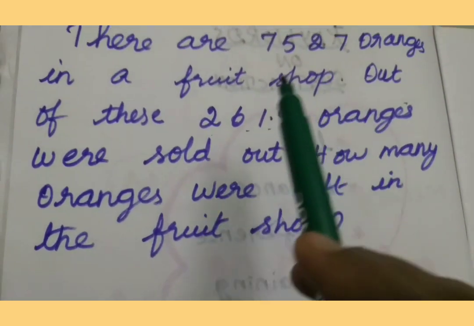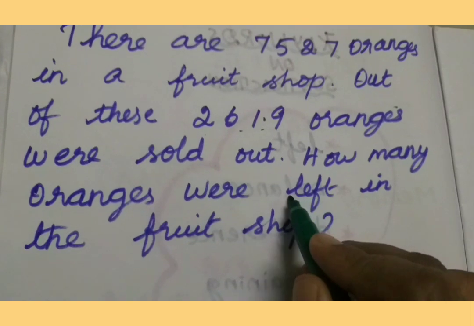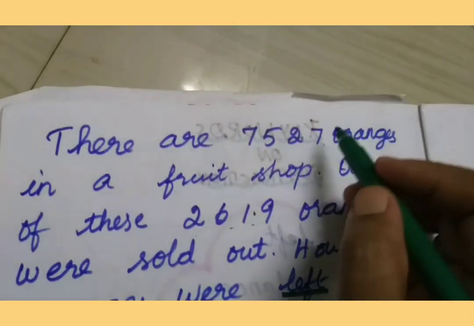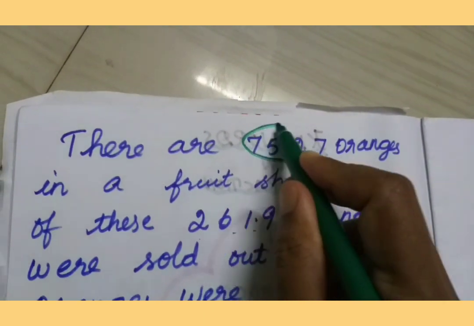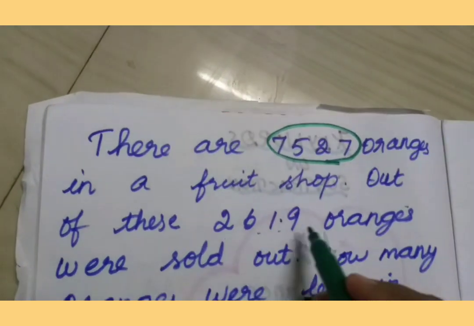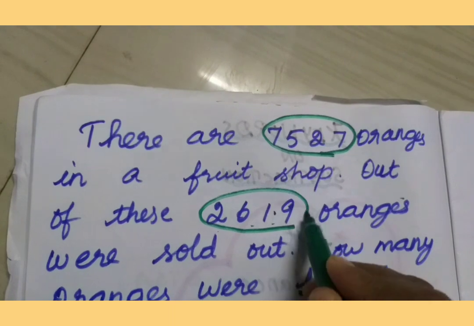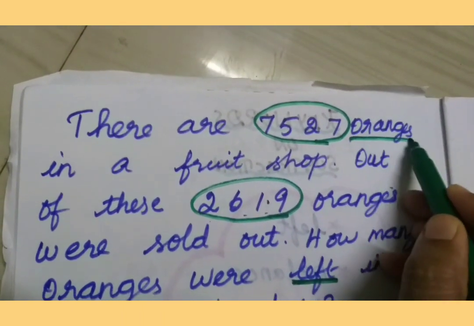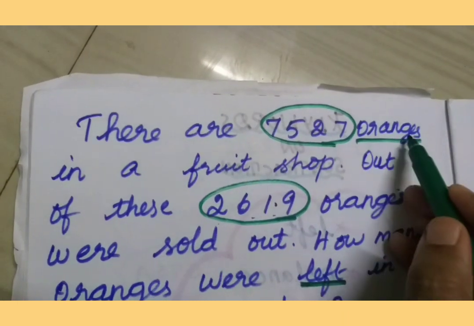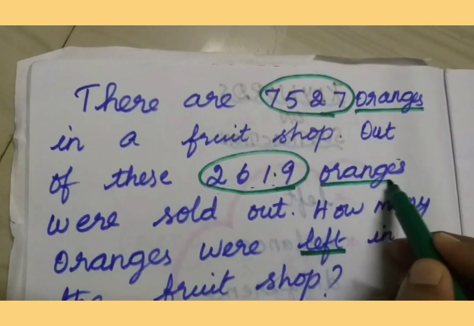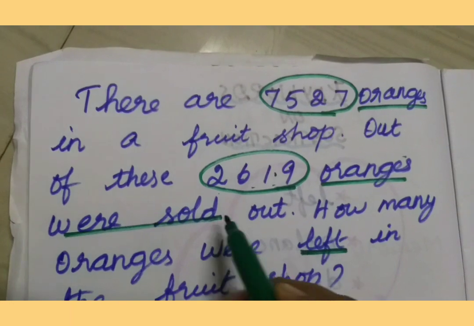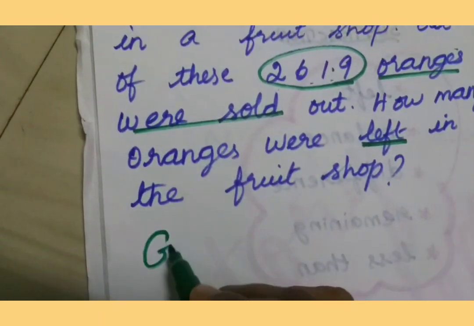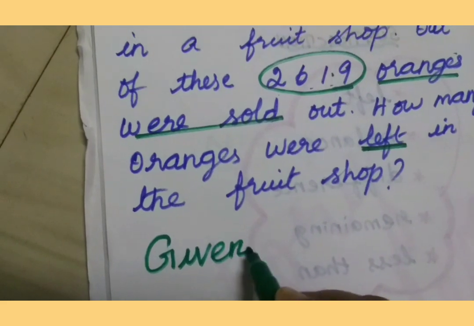Okay, here one keyword is left. You have to underline it. And next you should circle the number. Here the nearest number, what word is there? Oranges. So number of oranges. And here number of oranges were sold, isn't it? Here you should underline.